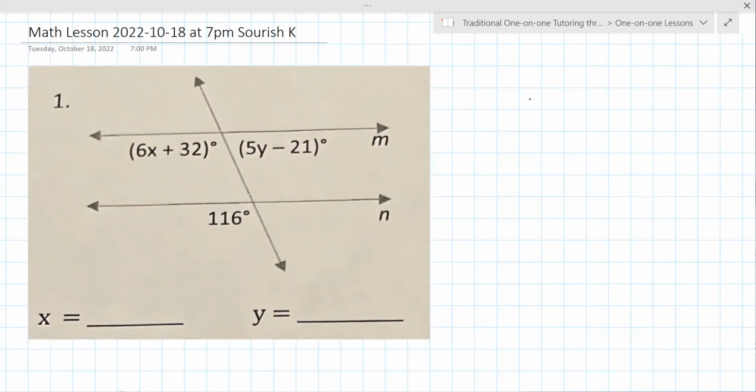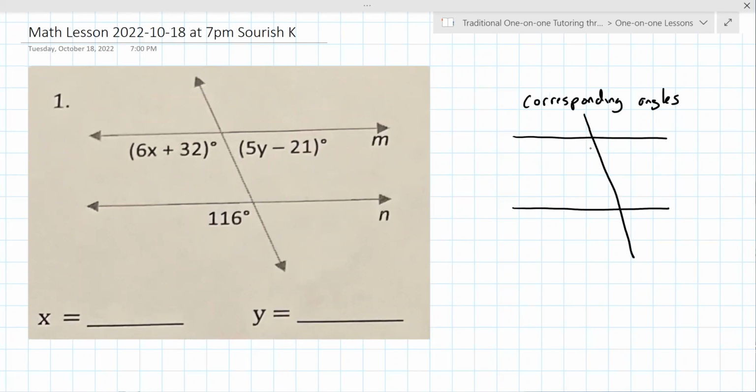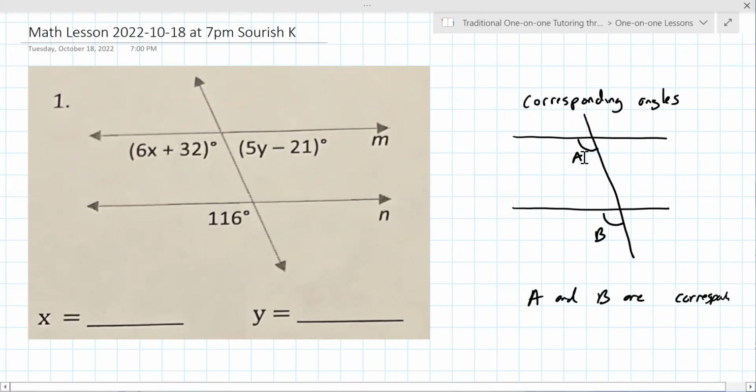Of angles that you learned about in class. The first type is probably what are called corresponding angles. Okay, so I'm gonna draw the picture kind of the same on the right here. And I'm gonna label this angle A and this angle B. And A and B are corresponding, because they're in the same relative position. Think of A as being like lower left and B as being lower left.